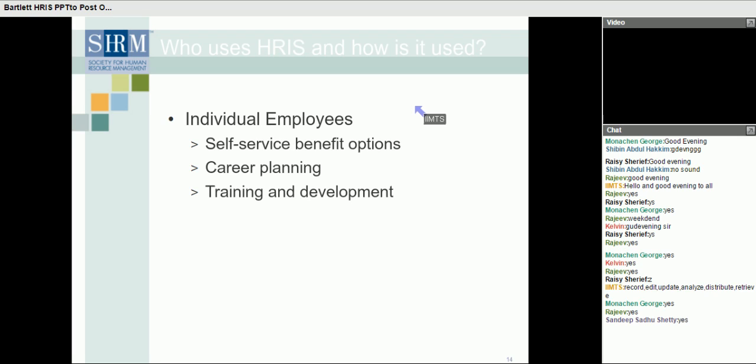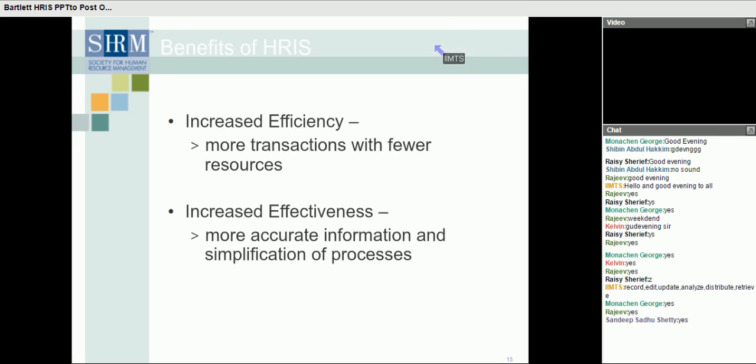Then who uses HRIS and how is it used? Individual employees use HRIS through self-service benefit options, career planning, and training and development. Then benefits of HRIS: increased efficiency, more transactions with fewer resources, increased effectiveness, more accurate information, and simplification of processes.